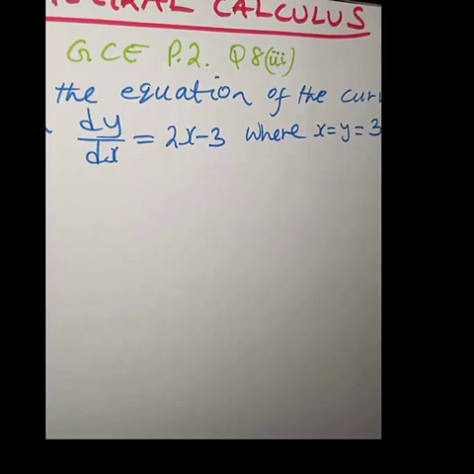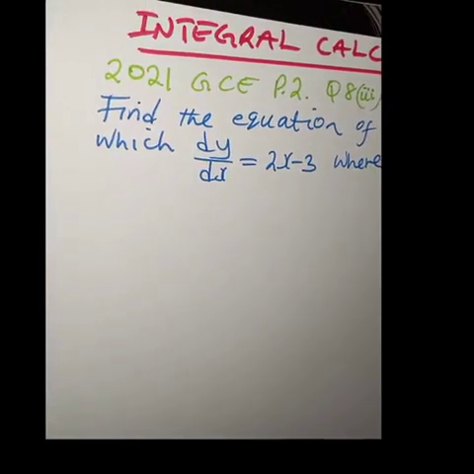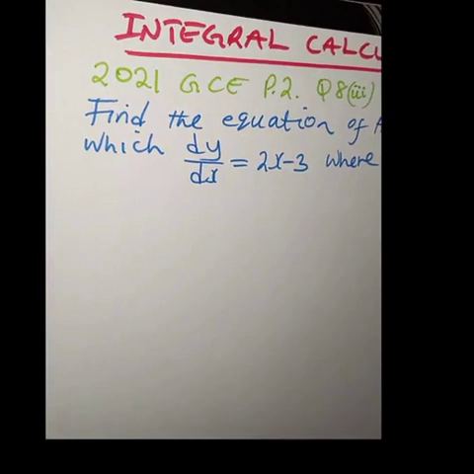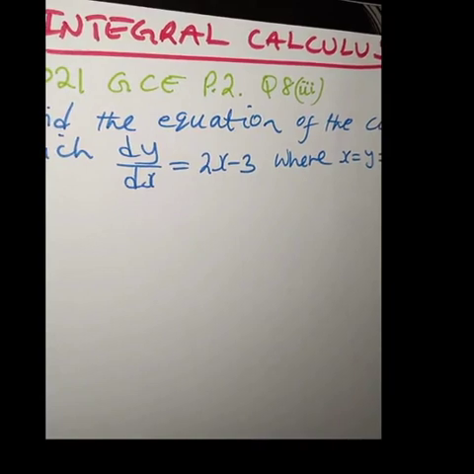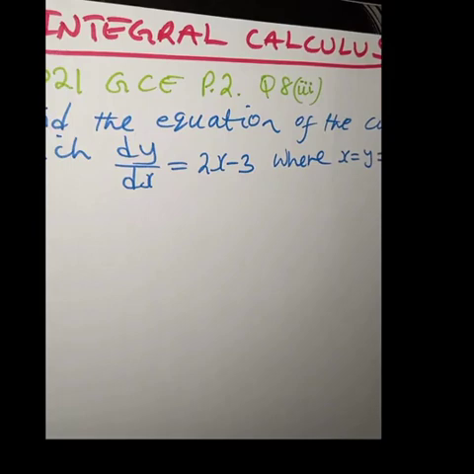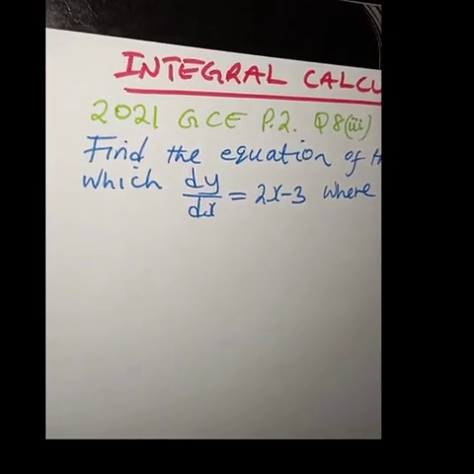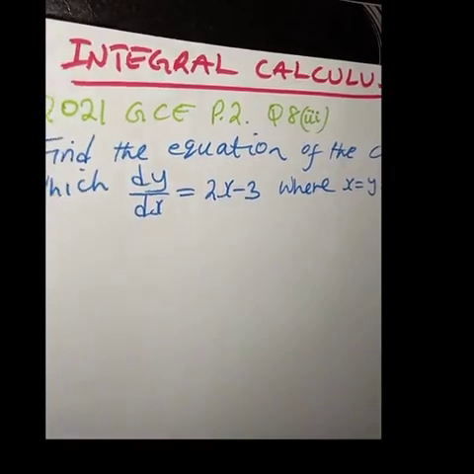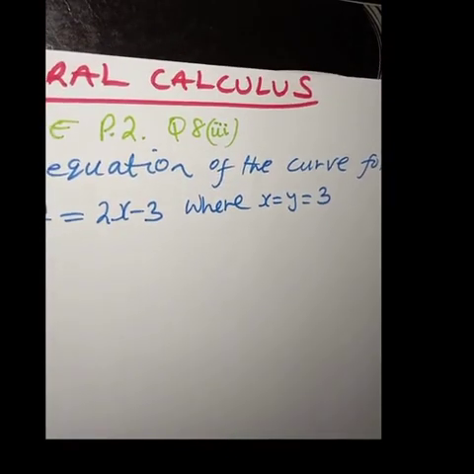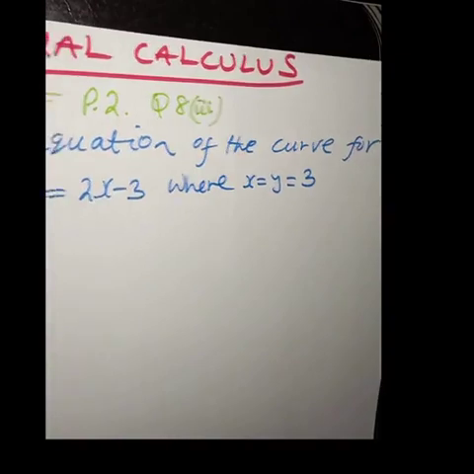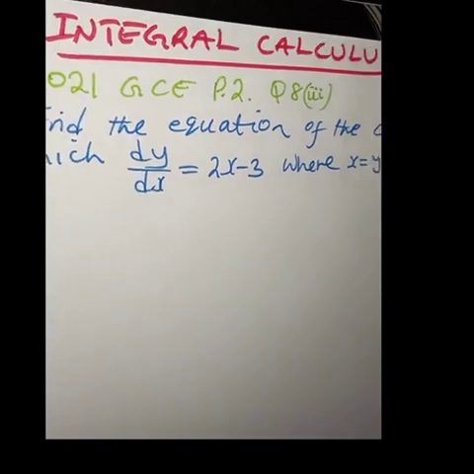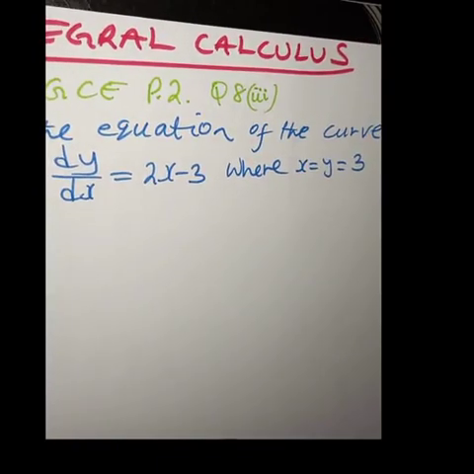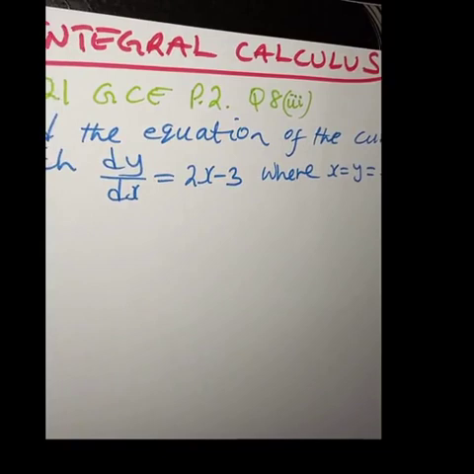So this is a question which has been extracted from 2021 GCE paper 2, that is question 8.3. This question is under integral calculus. So the question reads, find the equation of the curve for which dy/dx is 2x minus 3, where x is equal to y is equal to 3.